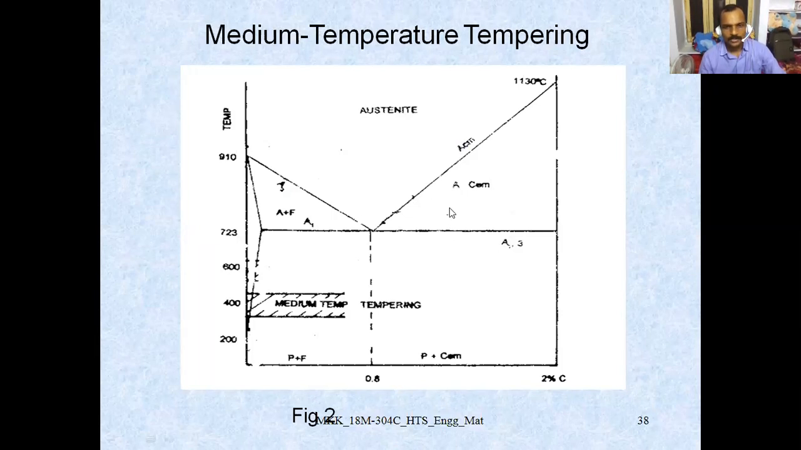So that is 350 to 450 degrees centigrade. This is 350, this is 400, and this is 450 degrees centigrade. Medium temperature tempering process range.